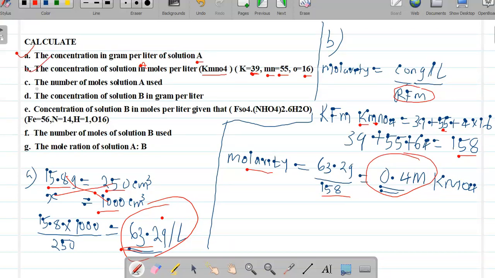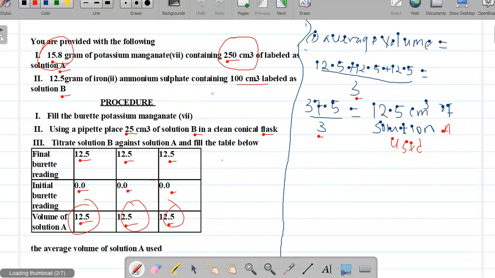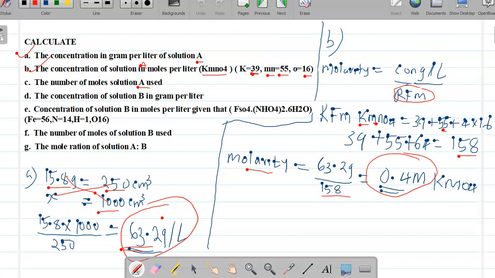We have part C. Part C is asking for the number of moles of solution A used. In solution A, we have the molarity 0.4 molar. We also have the average volume, which is the volume used, 12.5. Therefore, this is what we do: 0.4 molar is equal to moles in 1000.